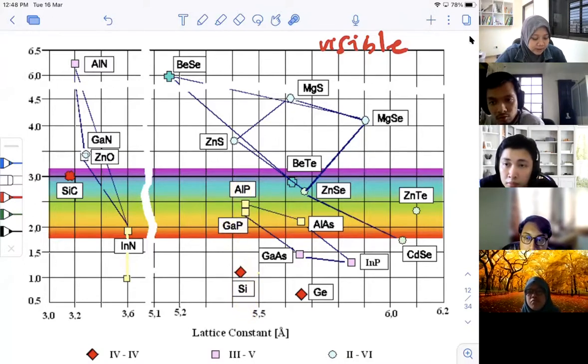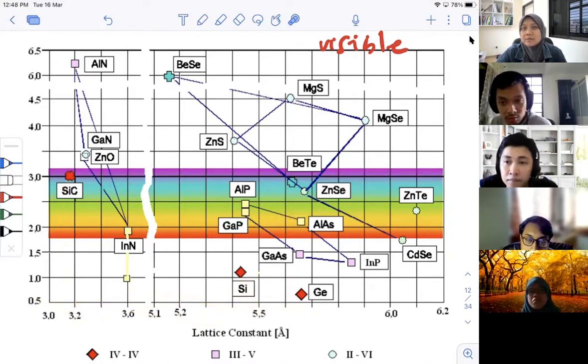We also have a heterostructure of silicon germanium, silicon and germanium. Because this is not very far. But for example, silicon carbide, if you want to do it with silicon, it's a bit far. Silicon carbide and silicon, the lattice constant is very far.